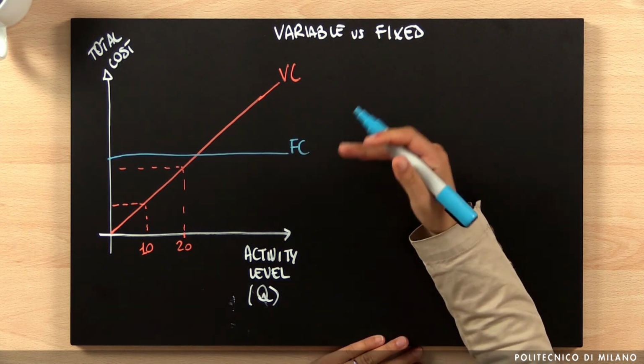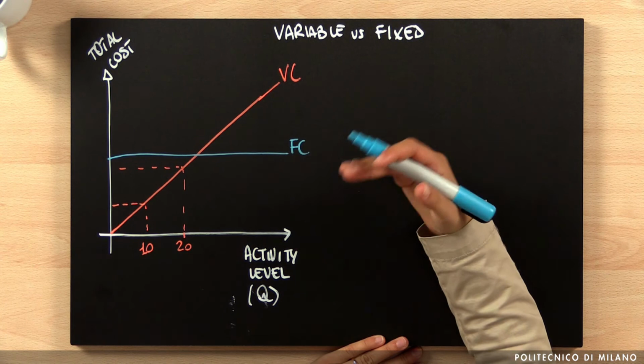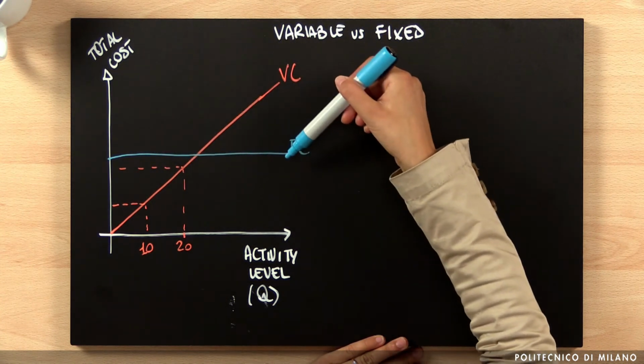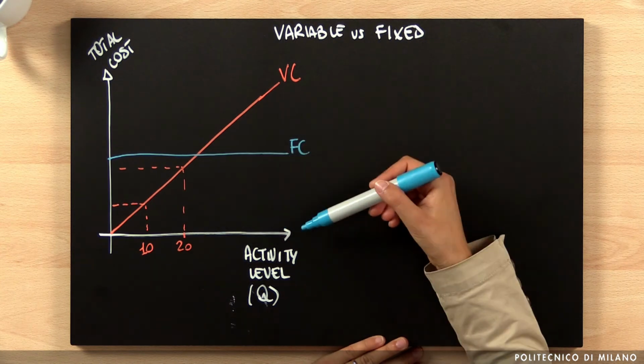So if we have the depreciation of our equipment, or if we have the rent of a warehouse, basically the overall value of the resources is not affected by the quantity that we are producing.